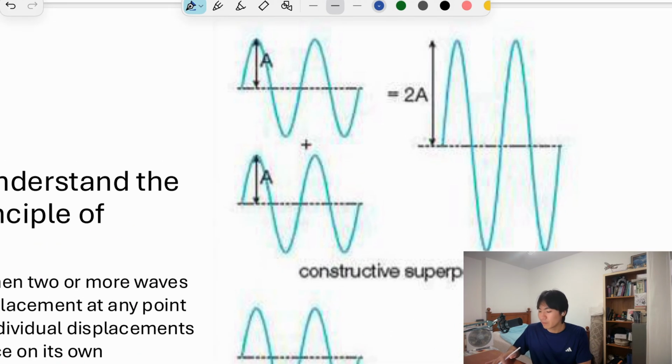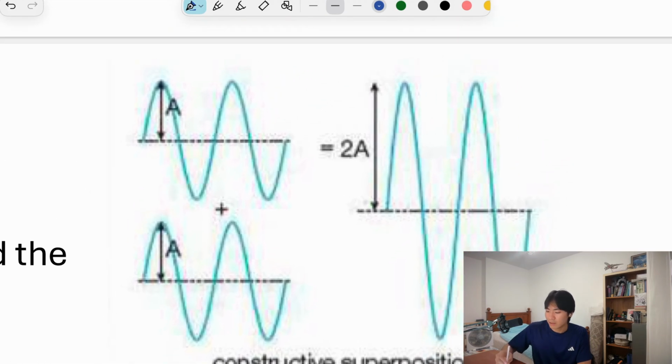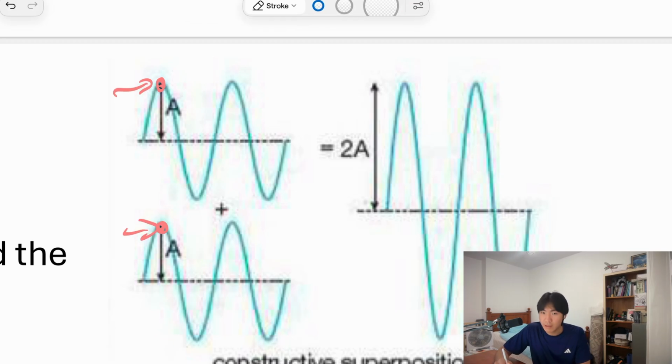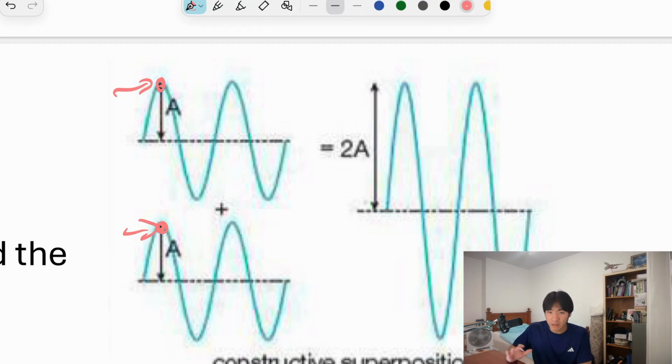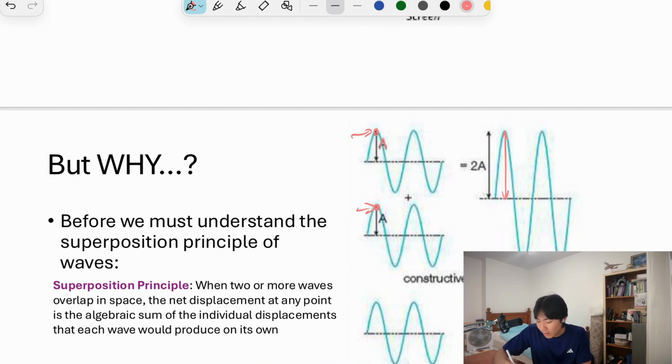Okay, what do you remember about the superposition principle? Is that, for example, if you add up these two waves, when there's a peak to peak interference? This is peak, this is trough. Let's say there's a peak to peak interference. What are they going to add up to? If they have an amplitude of A, they're going to add up to 2A. That is the algebraic sum part, because 1 plus 1 is 2.